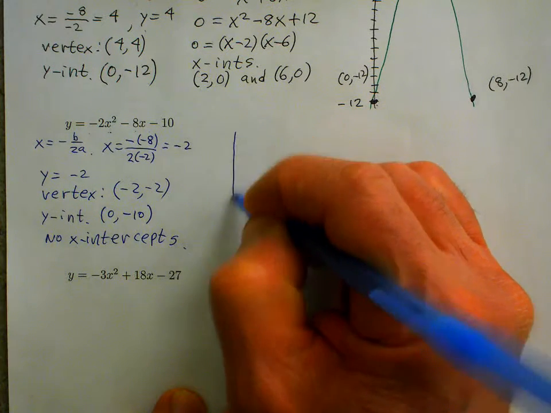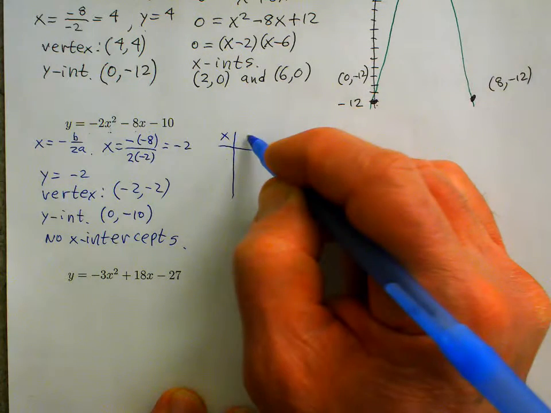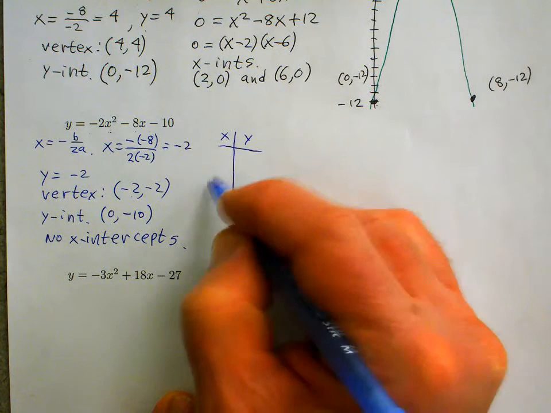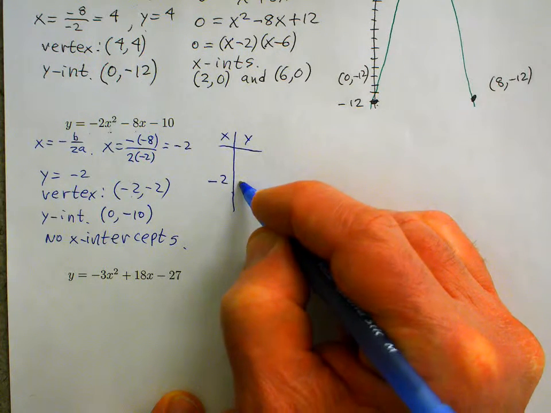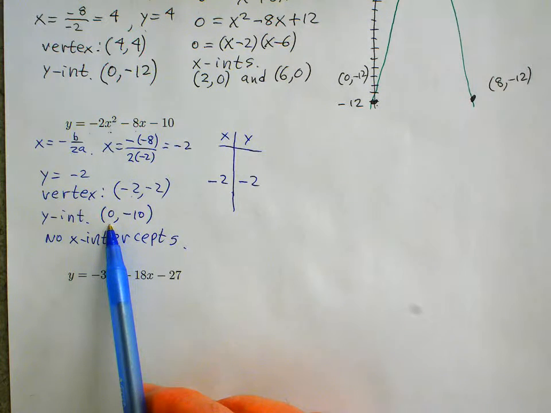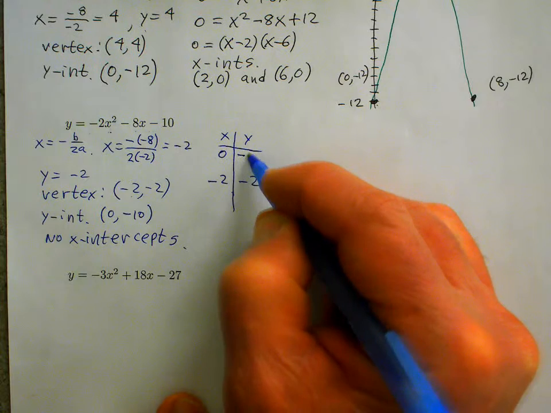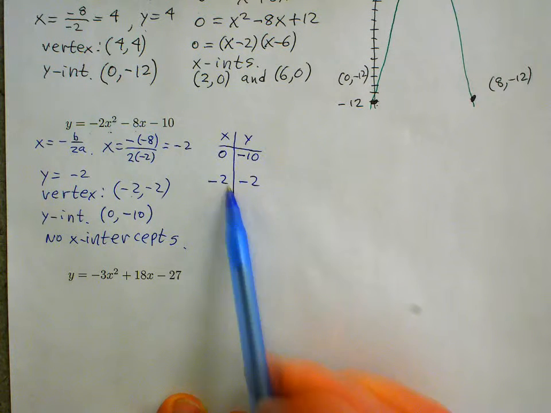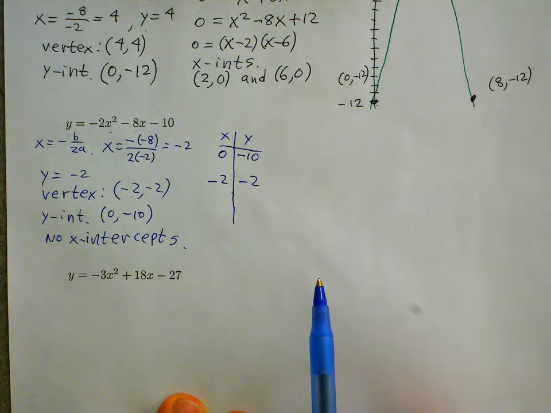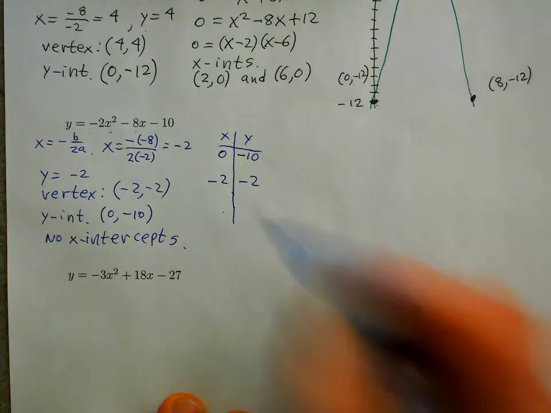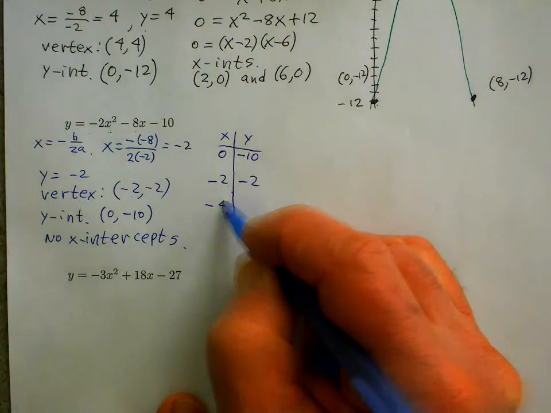Okay, so we should find at least a couple more points. We can put the vertex in the middle. When x is negative 2, the y-coordinate is negative 2. We do have the y-intercept, 0, negative 10. So since we're running out of time, we can find a third point using symmetry. Maybe I should have put 0 on this side. And anyway, the point that we're looking for is negative 4, negative 10.